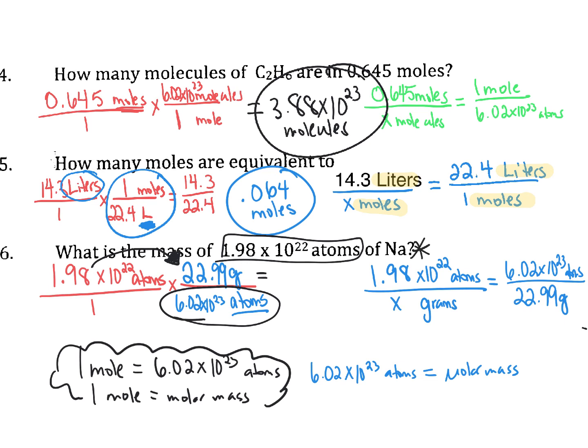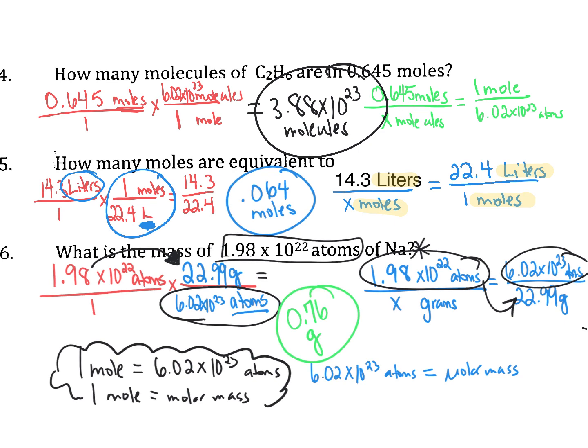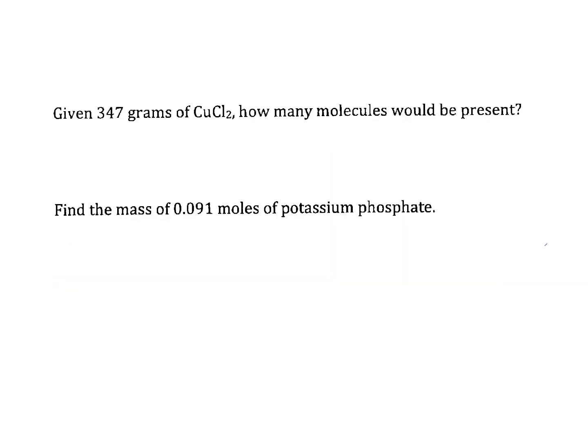You're going to be taking 1.98 times 10 to the 22nd, multiplying it by 22.99, and then you're going to have to divide it by 6.02 times 10 to the 23rd. And if you put it into your calculator correctly, you should get 0.76 grams as your answer. So no matter what, we're always going to start with what we're given.